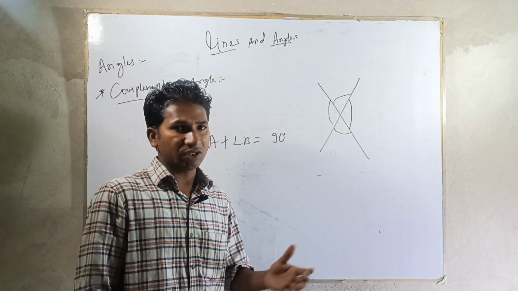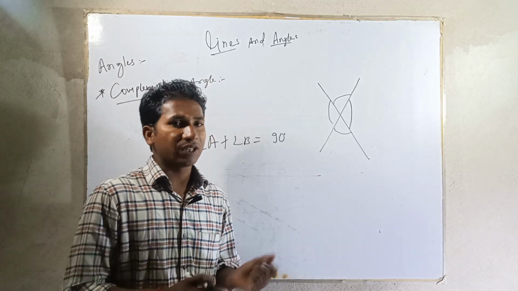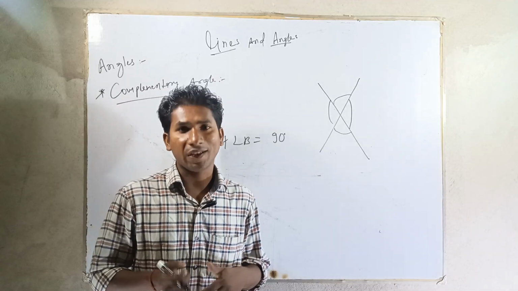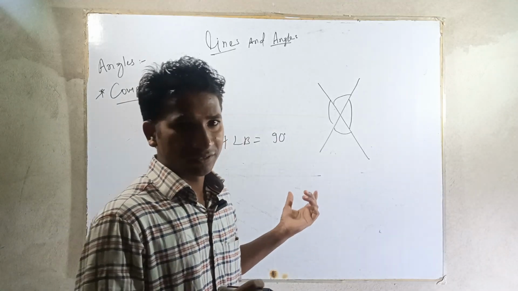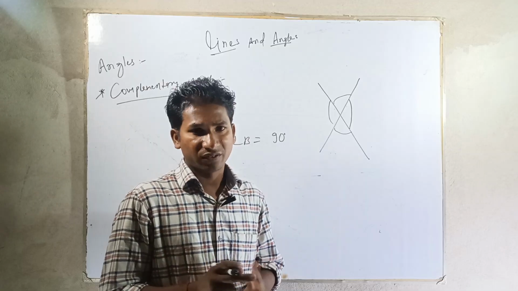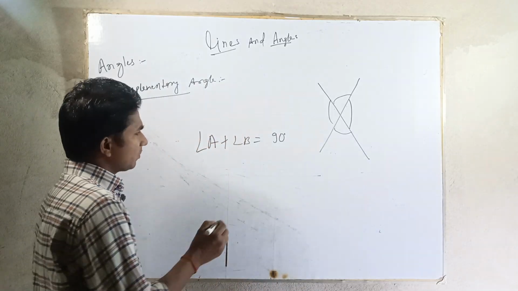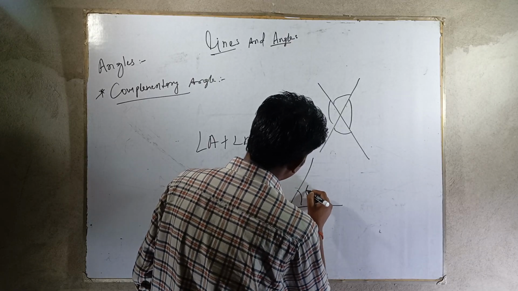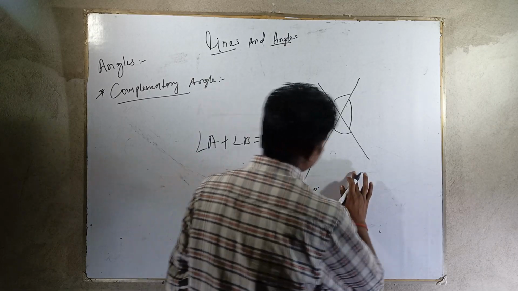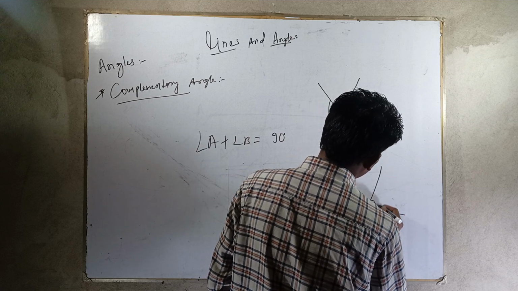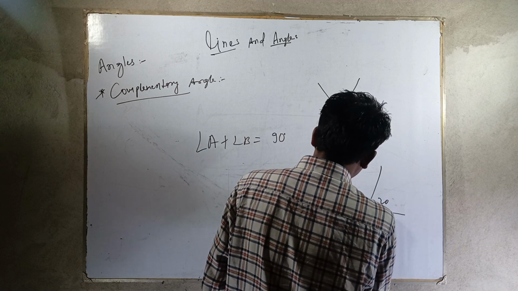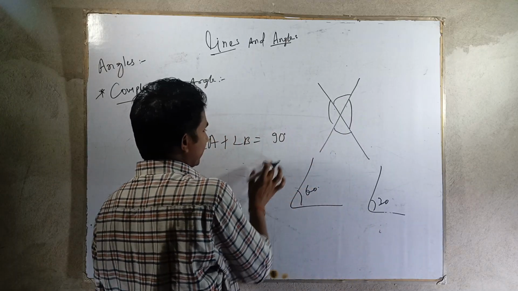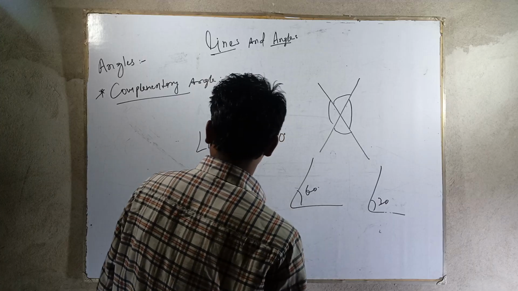I told you, and you can understand many things from this video. If you have any doubt or problem, you can ask me in a comment. Next, suppose I have a pair of angles, one 60 degrees and another 30 degrees. The sum of the pair is equal to 90 degrees. It will be called complementary angles.